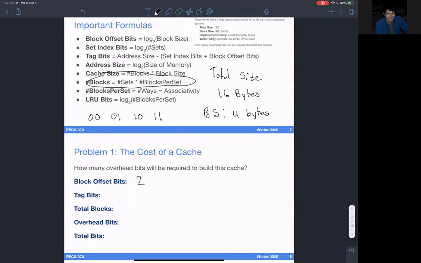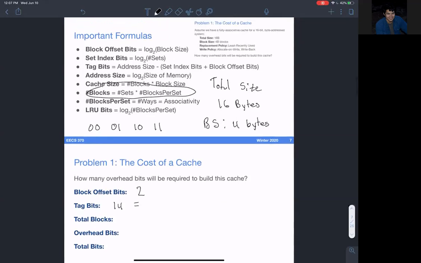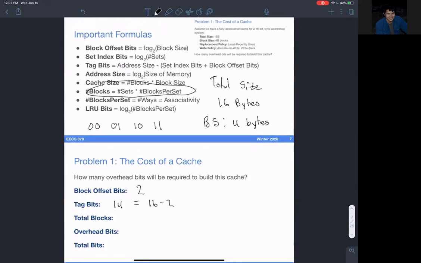So now that we know the block offset bits, how many bits are in our tag? Yeah, 14. And how did you get that? Yeah, 2 bits for the offset, and our total address size was 16 bits. And then now, how many total blocks do we have in our cache? Yep, we have 4 blocks in our total cache.